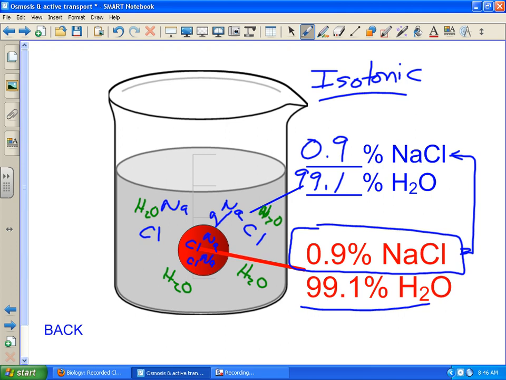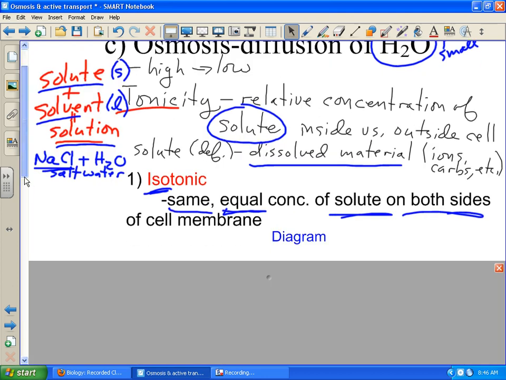So in this case, I've got the same amount of water on both sides. So if some water happens to move in, some water has to move out at the same rate. So this cell is going to be normal. It's not going to change its shape. Water's going in, water's also coming out at about the same rate. Okay. Well, that's isotonic. That's what you want to happen.